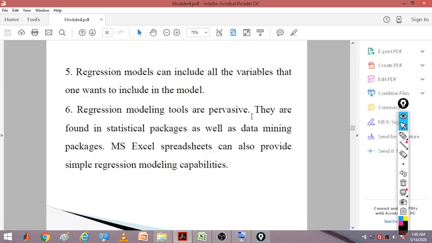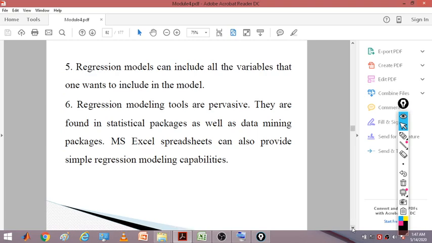Regression models can include all the variables that one wants to include in the model. Okay, so whatever variables you want, you can include in the model and make the predictions. Okay, so regression modeling tools are pervasive. That means they can easily adapt, so you can have wide spread, that means more predictions you can make. So it can easily adapt to many functions. Okay, they are found in statistical packages as well as data mining packages. MS Excel spreadsheets also provide simple regression modeling capabilities.